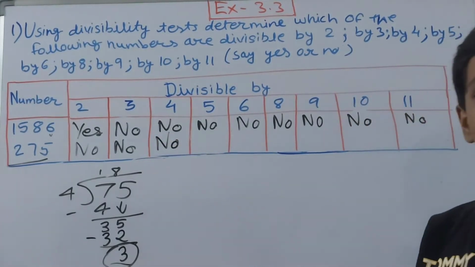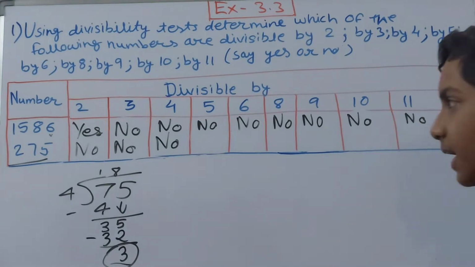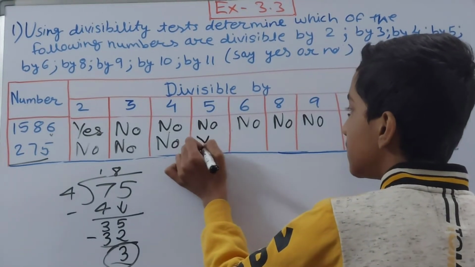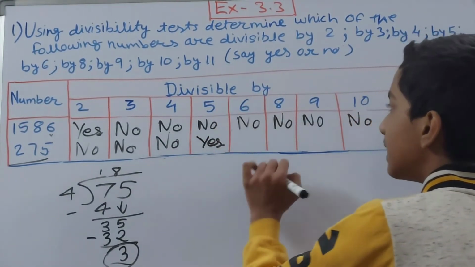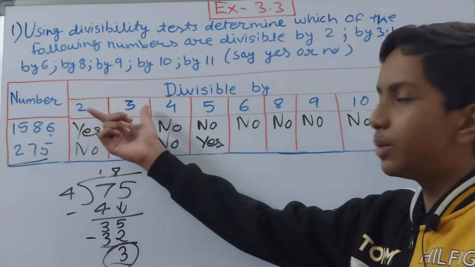Okay. Then we have 5. The digit at the ones place should be 0 or 5. We are having 5 here, so this number is divisible by 5. Then at the 6th place, if you see, the numbers should be divisible by 2 and 3.